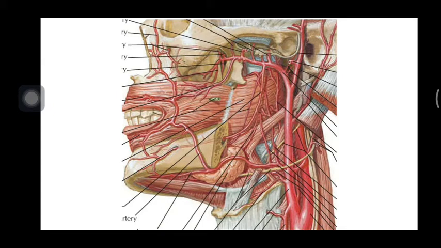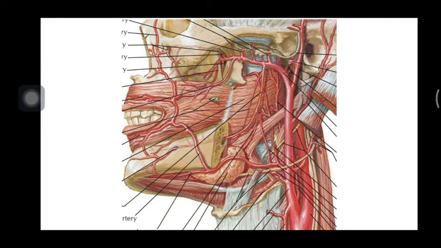The first one, that is ascending palatine artery, arises from the proximal loop of the facial artery and ascends along the pharyngeal wall between the styloglossus muscle and the stylopharyngeus muscle. This is the styloid process. So this muscle will be the styloglossus and this muscle will be the stylopharyngeus. The ascending palatine artery ascends between them.